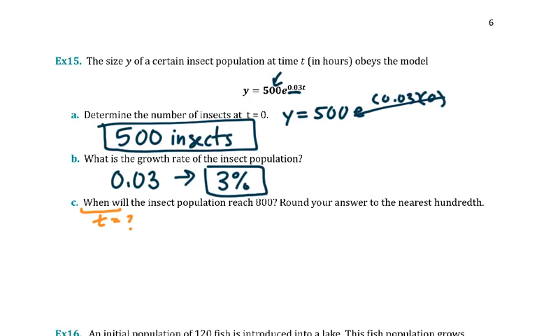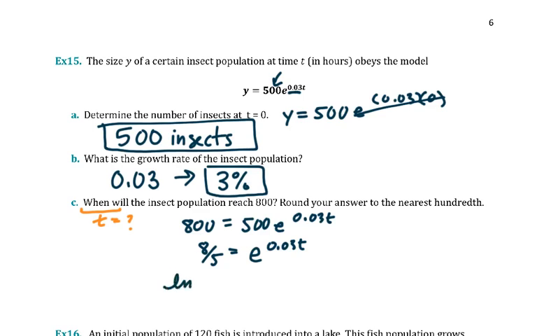So I'm going to set this up. 800, being my end amount, equals 500 e to the 0.03 t. I'll divide by 500 on both sides. I have 8/5 equals e to the 0.03 t. I'll take the natural log of both sides. So I've got the natural log of 8/5 and the natural log of e. That's just going to bring that exponent down. And lastly, I would divide. So I've got the natural log of 8/5, all of which is divided by 0.03, is equal to t.